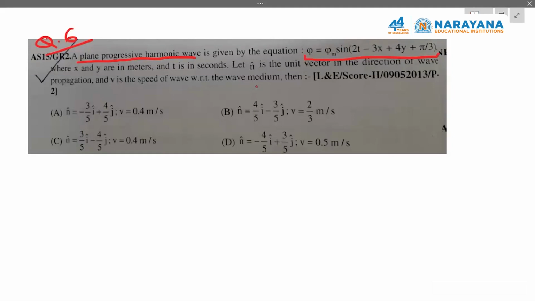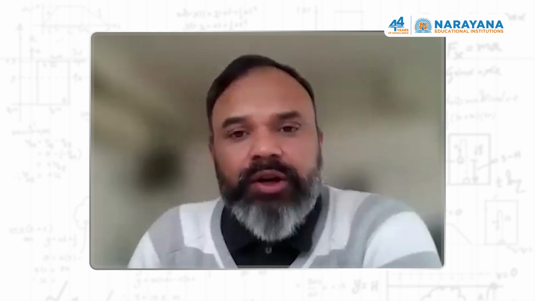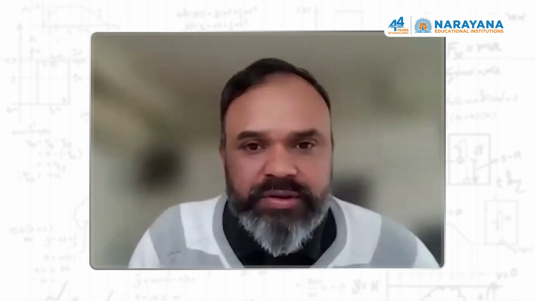Now he says in the question, if n cap is the unit vector in the direction of the wave propagation and v is the speed of the wave with respect to the wave medium. So there are a few things we need to answer in this problem: the direction in which this is traveling and the wave speed with which this wave is traveling.